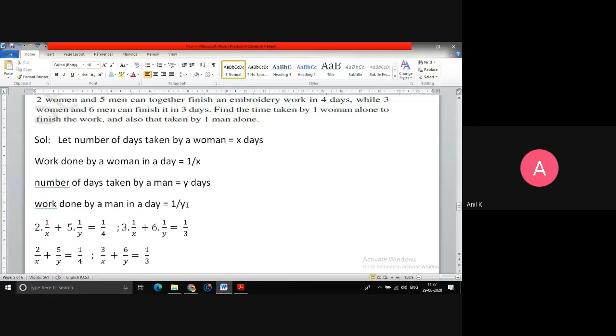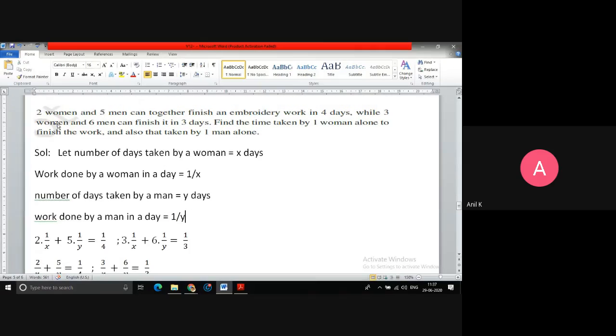That's what we do. So here also, if I take 1 as the total work and one woman takes x days, the work done per day will be 1 upon x. And similarly here also, a man takes y days. If I take 1 as the total work, then the whole work upon the number of days will give me the work done per day by one person.